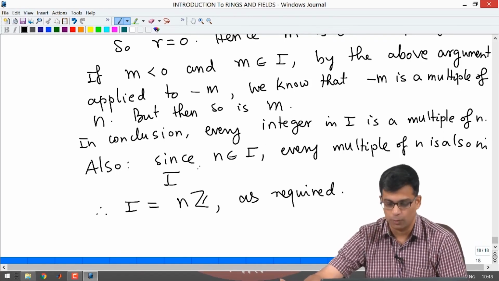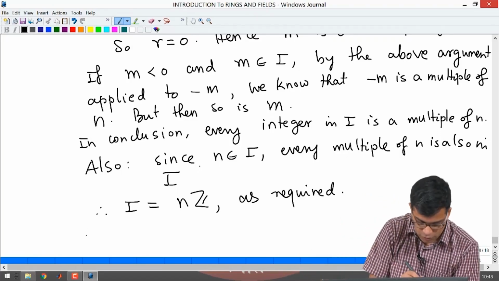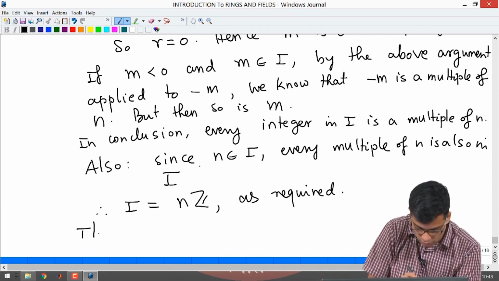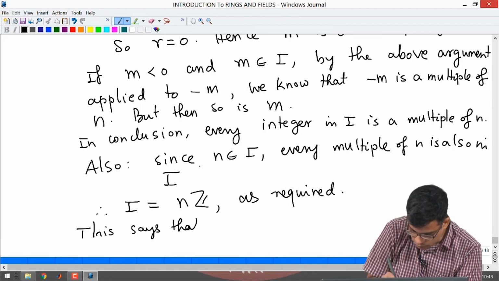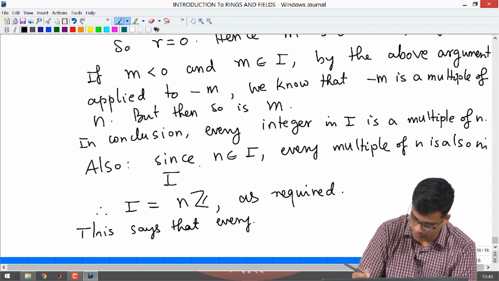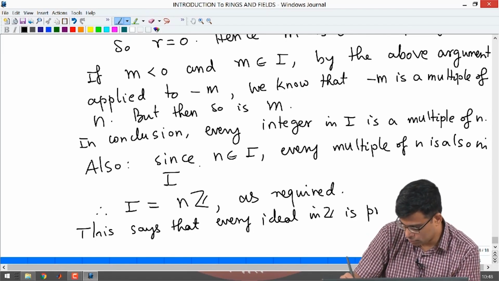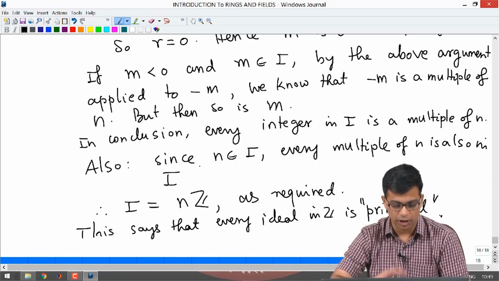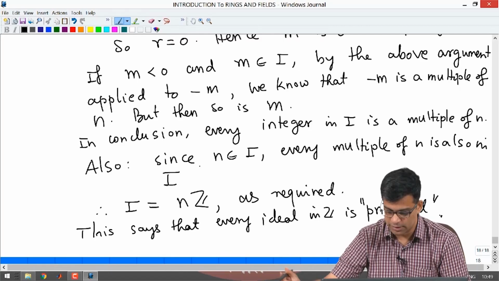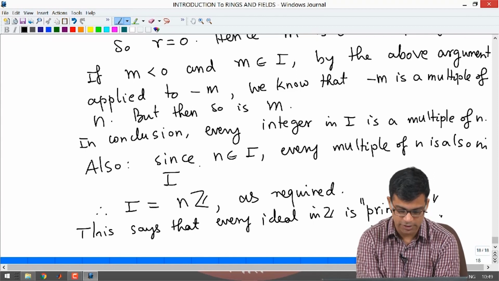So, we are going to talk more about generators of ideals later and talk about principal ideals. At that point I will remind you, this is just a preview of what I will do next. Every ideal in Z is principal. So, principal ideals are ideals generated by a single element. I said that every ideal in Z is a principal ideal generated by a positive integer n, or of course, a non-negative integer n I should say.